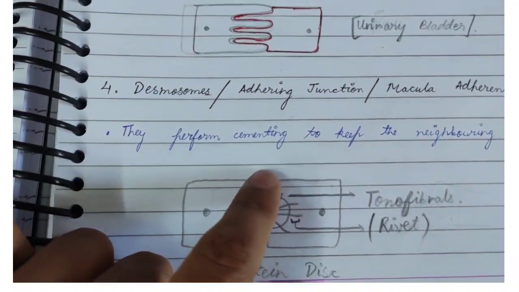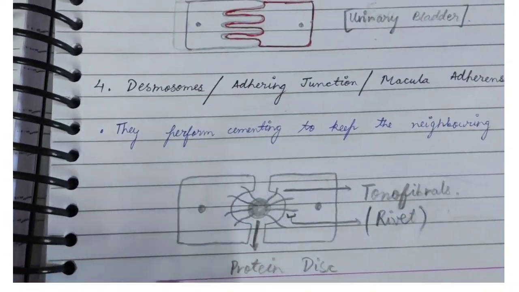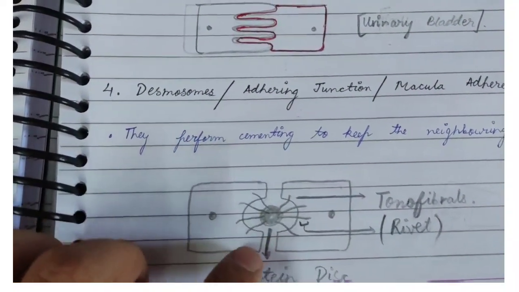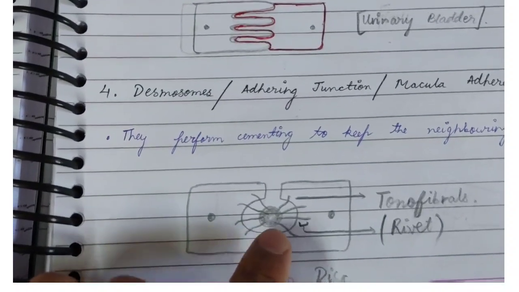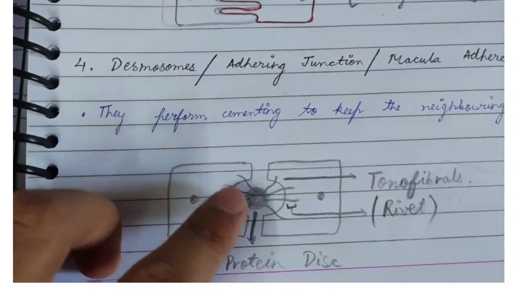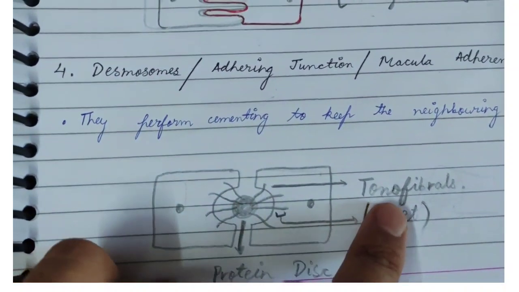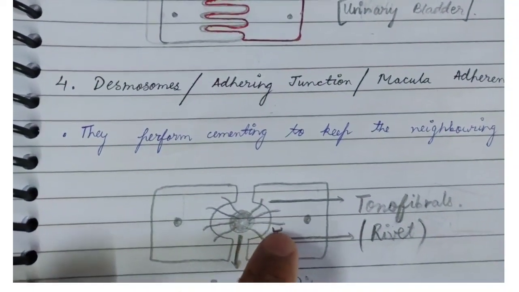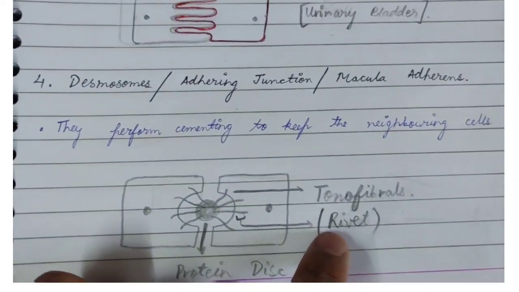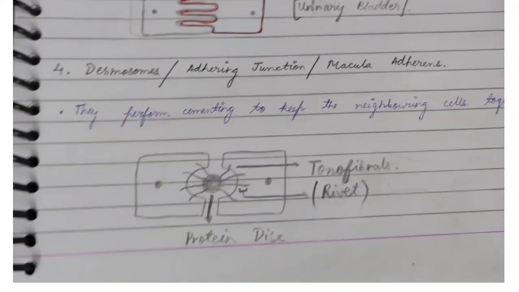Now when cellular matrix flows through it, it contains a large amount of protein. These proteins get accumulated in this area. As there is a large area formed by protein, it is known as protein disc. Now it gets attached with the help of tonofibrils to both these epithelial cells. See, and the part of the tonofibrils which gets inside the cell is known as rivet. Okay, now these are the four types of cell junctions we have studied.